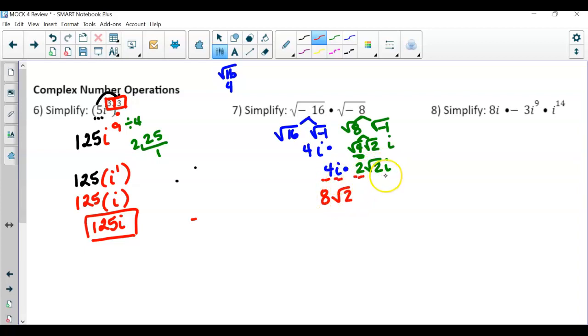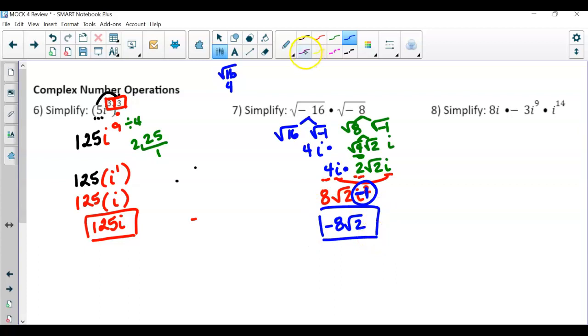Then I times I. Well, I times I is I squared. Then remember, I squared was always negative 1. So that means negative 1 times 8 is negative 8. So that's why this is negative 8 radical 2.